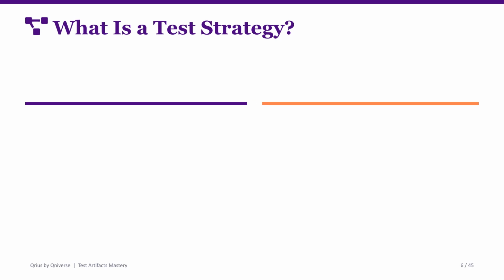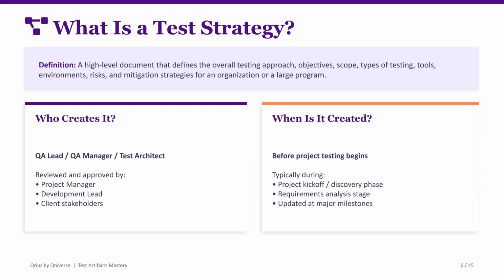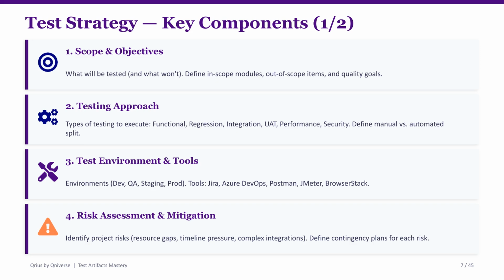A test strategy is a high-level document defining the overall testing approach for an organization or a large program. It is created by a QA lead or test architect before project testing begins and is reviewed by stakeholders. Key components of the test strategy include defining the scope and objectives, the testing approach and types, the environment and tools to be used, and a robust risk assessment and mitigation plan.